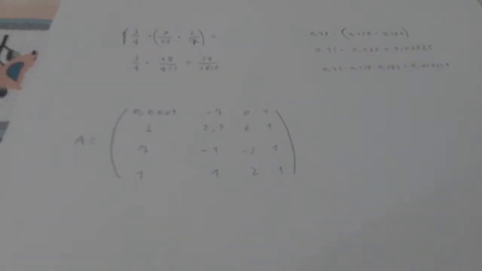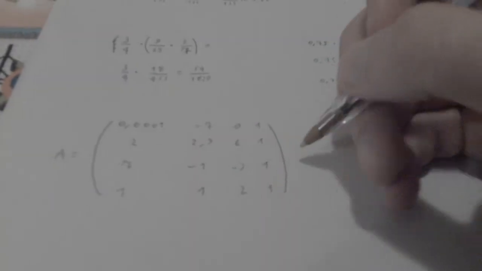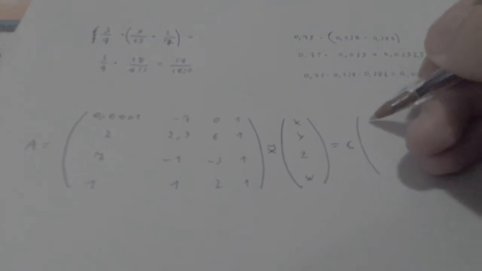I already showed you how to solve a linear system of equations with the Gauss-Jordan method, so check the video if you don't know what I'm talking about. But today I'm just going to talk about the partial pivoting process. So basically, this is our matrix. Then we have our vector x with components x, y, z, and w, which is equal to c, which is, I don't know, like 3, 2, 1, 0, and this gives us our system of linear equations.